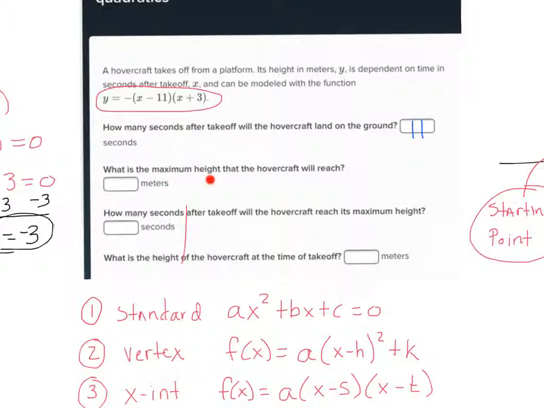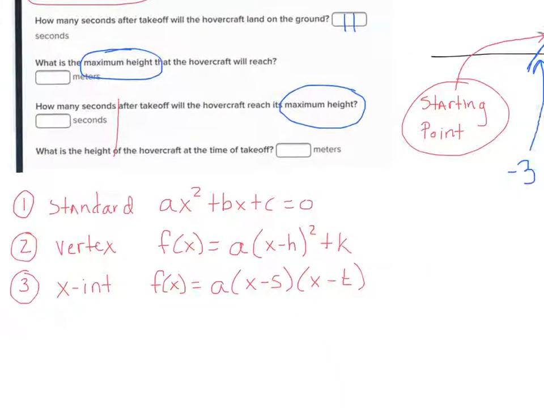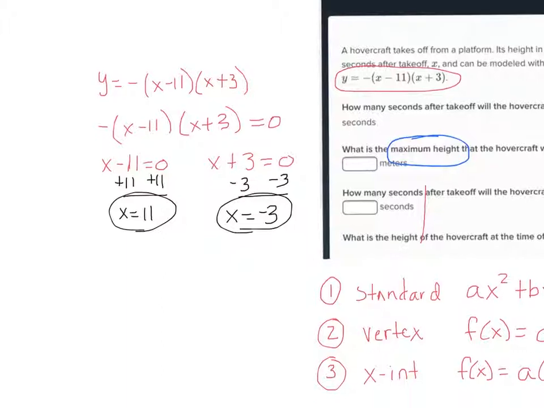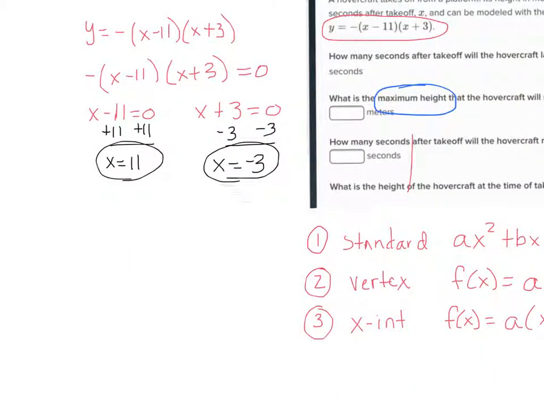Now look at the next two questions. What is the maximum height? How many seconds will go until we get the maximum height? So in both of these, they're talking about maximum what? The maximum always occurs at the vertex. So if the maximum always occurs at the vertex and they're asking me what is the maximum, then I probably should go find the vertex. So what we're going to do is roll over here to our equation, and I'm going to rewrite it. y equals negative (x minus 11)(x plus 3). And I want to find the vertex.